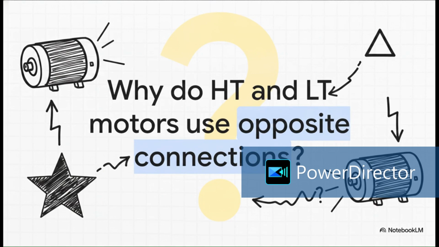The whole reason we're doing this deep dive today was actually triggered by this fantastic central question. Why is it that high tension, or HT motors, are normally connected in a star configuration, while low tension, LT motors, are almost always connected in a delta configuration? I mean, it kind of seems counterintuitive, right? That two types of industrial motors would operate on completely opposite foundational logic.